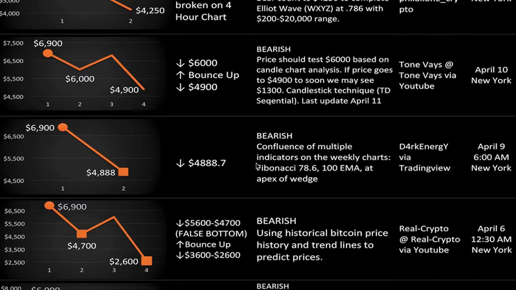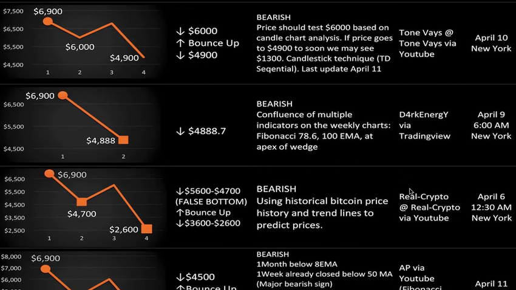Again, all of our charts for the analysts are below. If you want to have a quick view, we have their charts below. We have Real Crypto. He believes we're going into a zone of 5,600 to 4,700 around here. He's leaning to the lower 4,700 area. Then we're having a bounce up, and then we're going to have a region of 3,600 to 2,600 to finish off. He believes that this is going to be a false bottom, that a lot of people are going to think it's the real bottom.